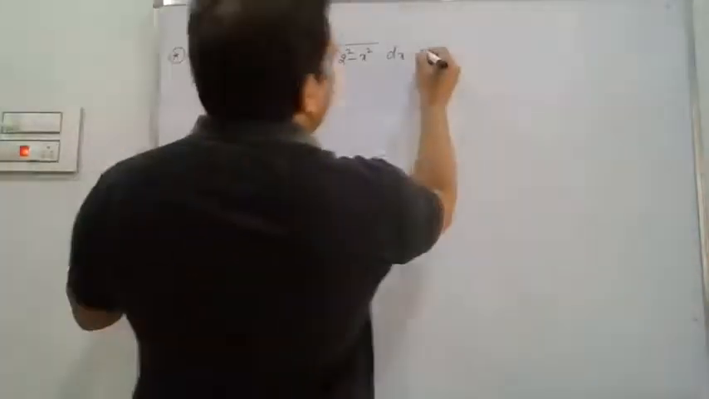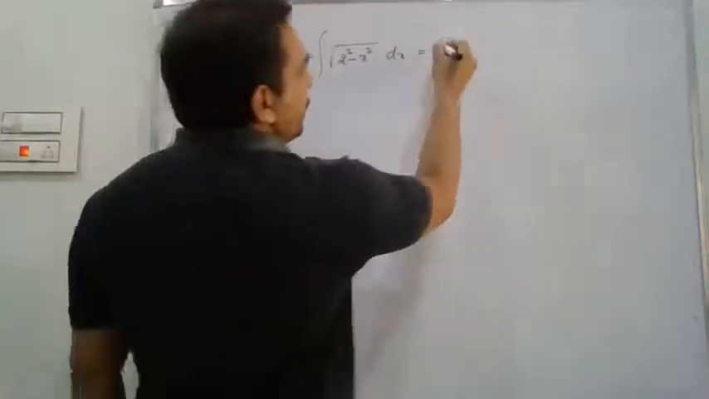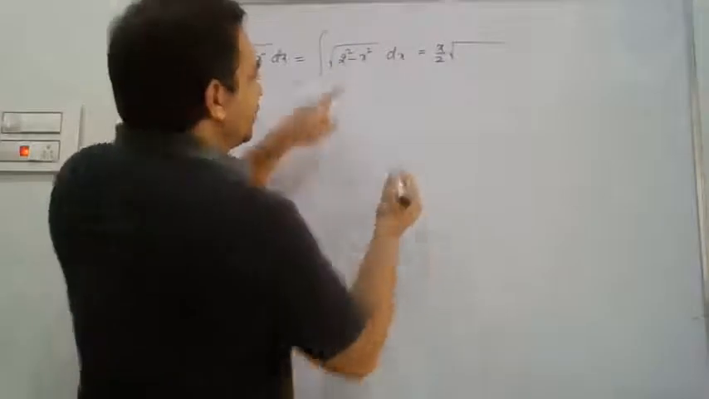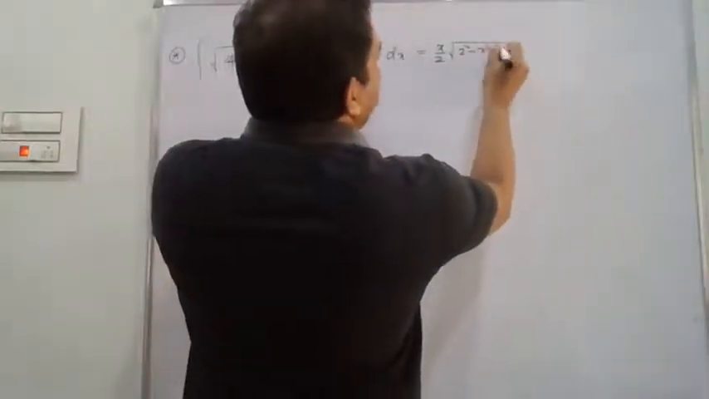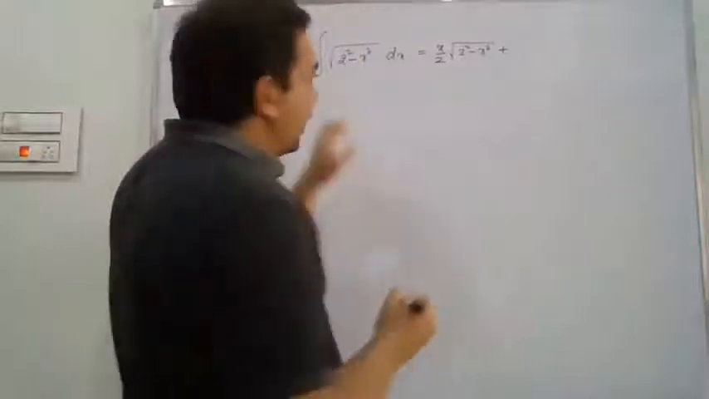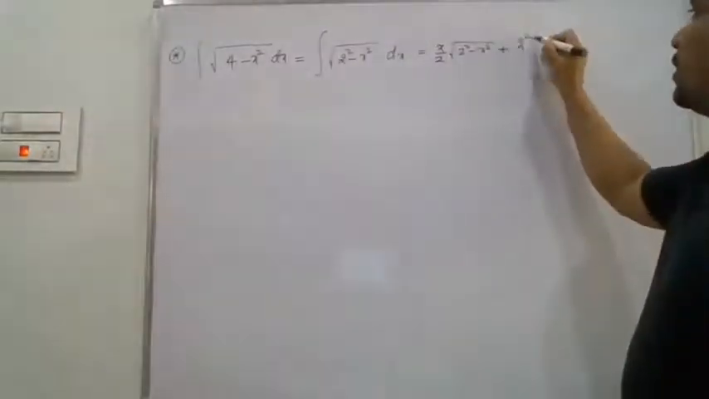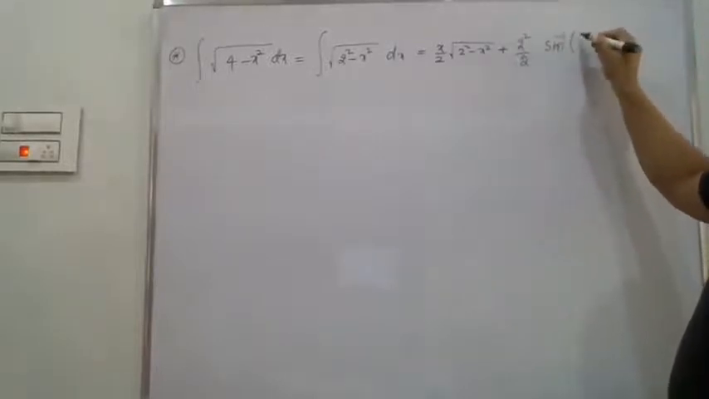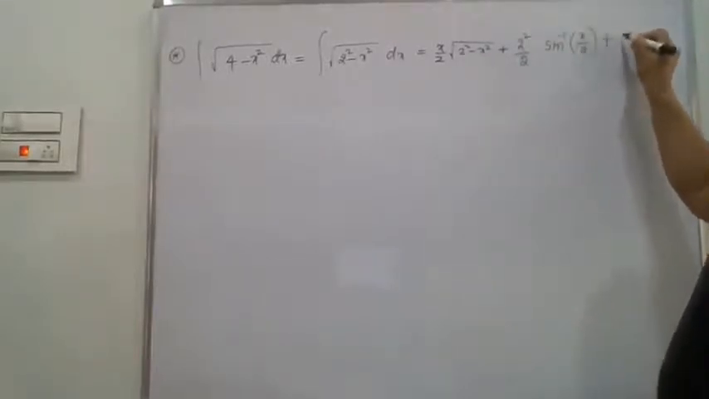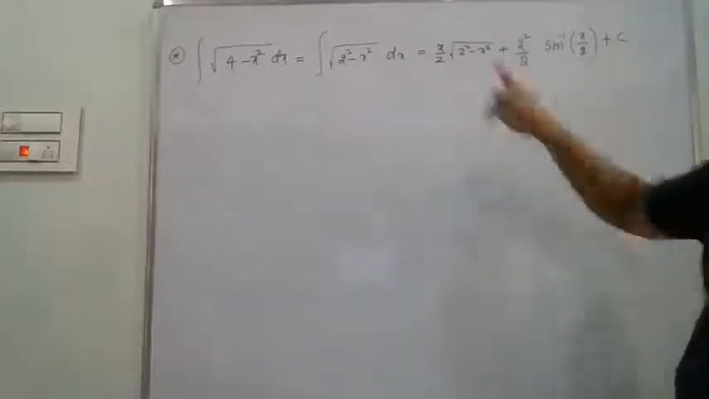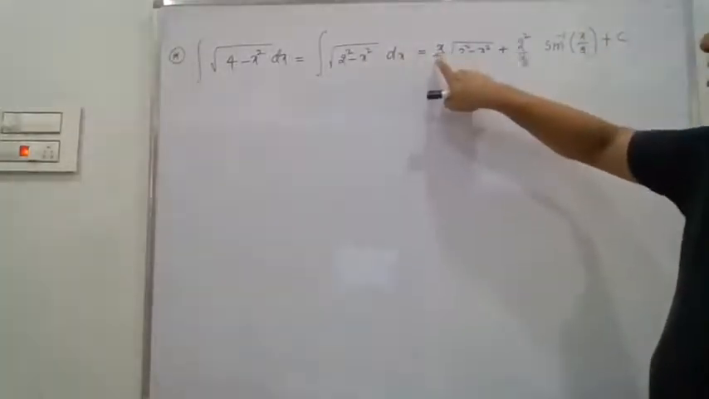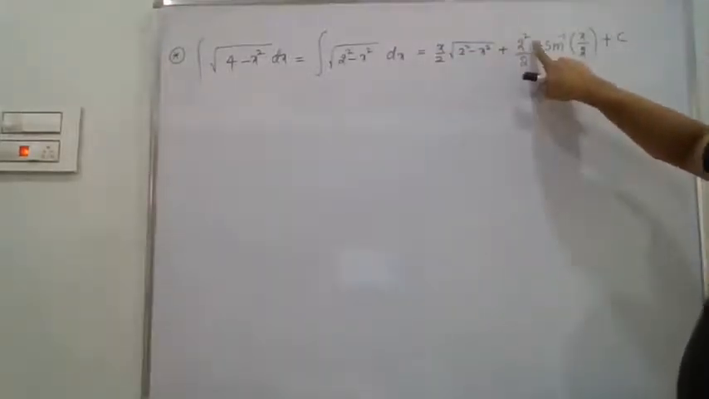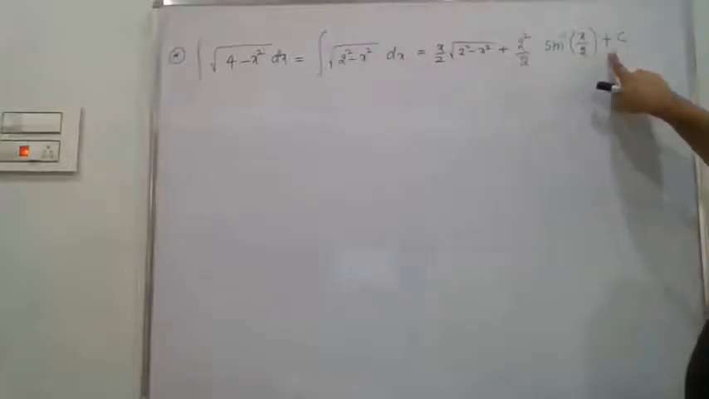So, the answer is x by 2 into square root of a square minus x square, meaning 2 square minus x square. Next plus a square, where a square is 2 square, by 2 into sine inverse of x by a plus constant. Here a is how much? 2. Here once again a square minus x square. The answer is x by 2 into square root of a square minus x square plus a square by 2 into sine inverse of x by a plus c.